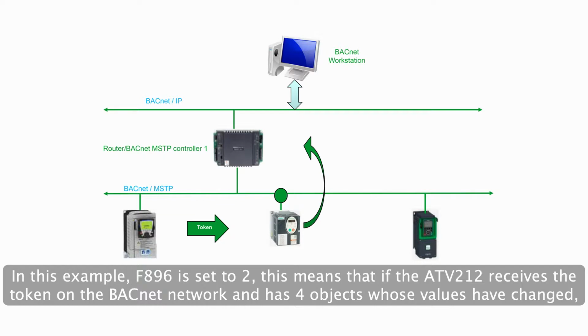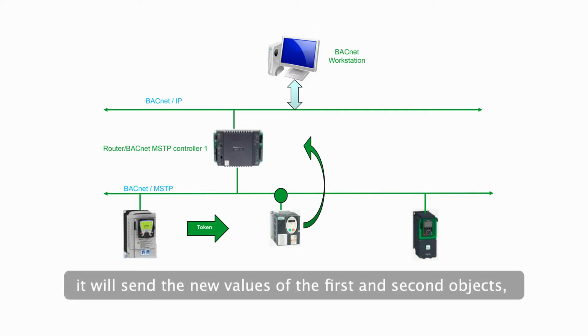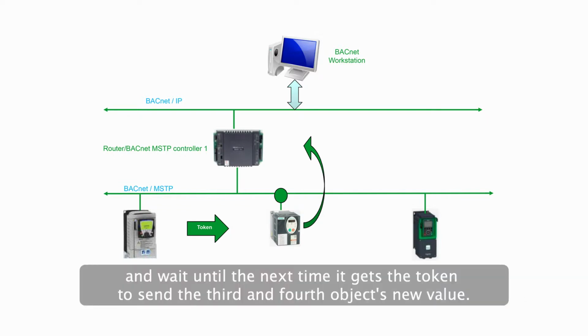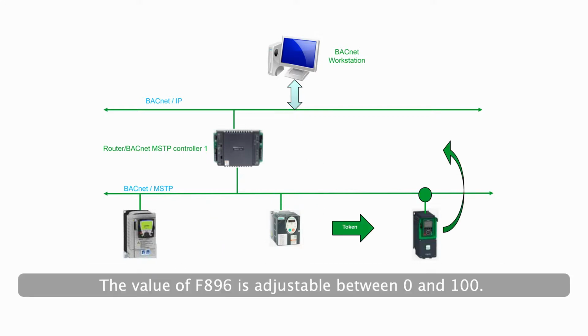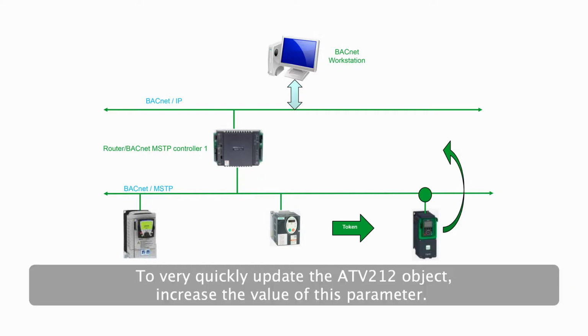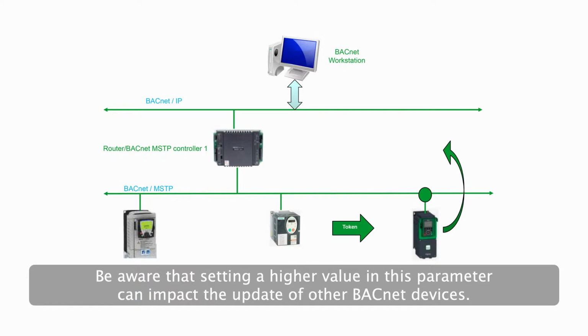This means that if the ATV212 receives the token on the BacNet network and has 4 objects whose values have changed, it will send the new values of the first and second objects, and wait until the next time it gets the token to send the third and fourth object's new value. The value of F896 is adjustable between 0 and 100. To very quickly update the ATV212 object, increase the value of this parameter. Be aware that setting a higher value in this parameter can impact the update of other BacNet devices.